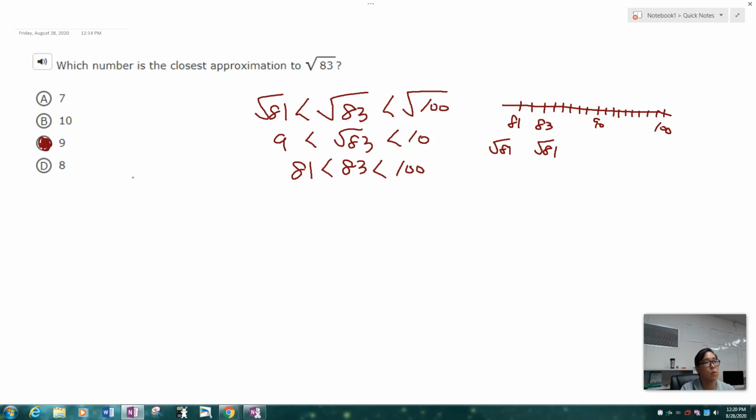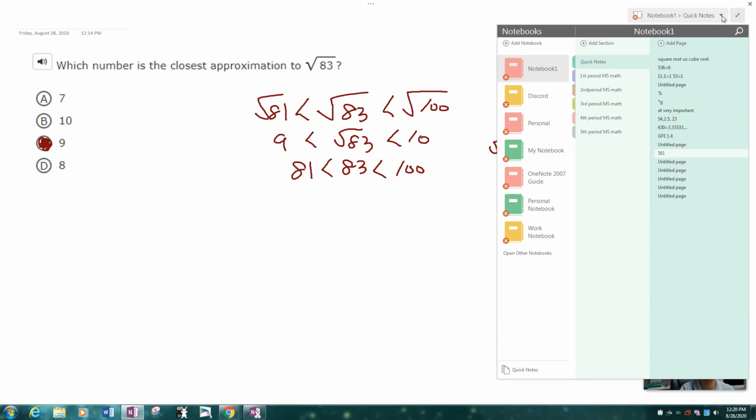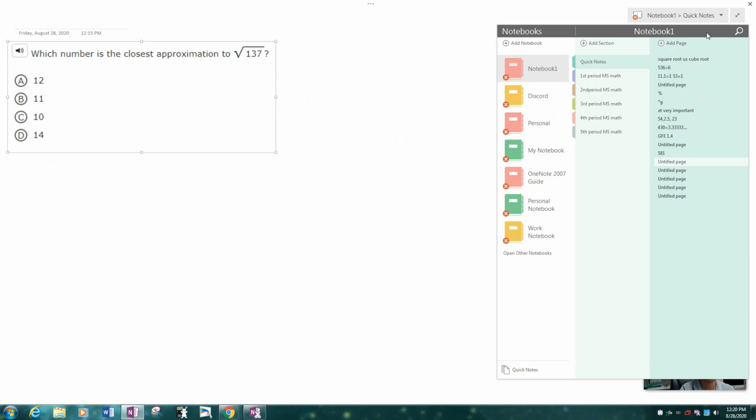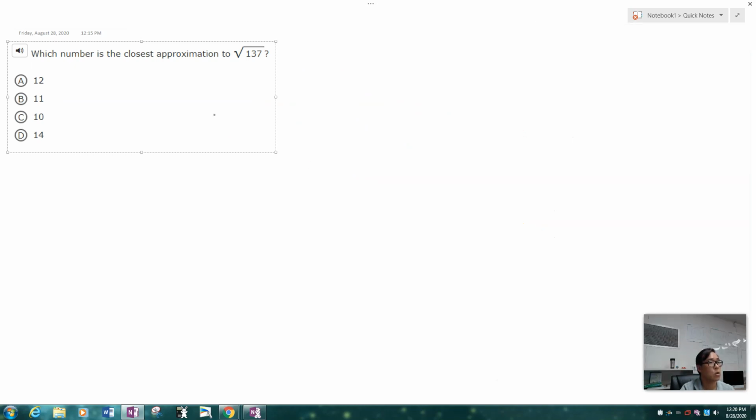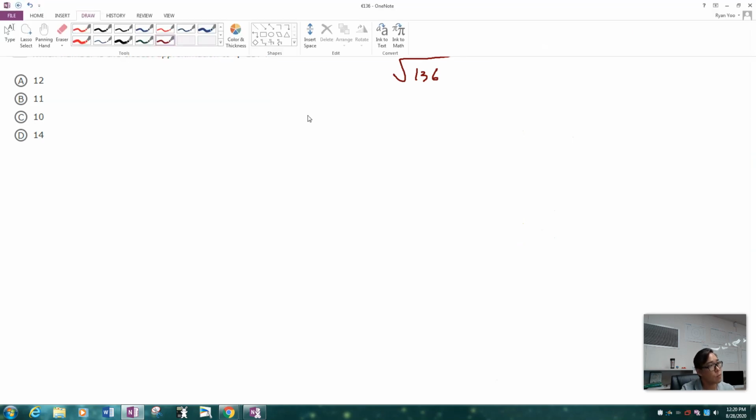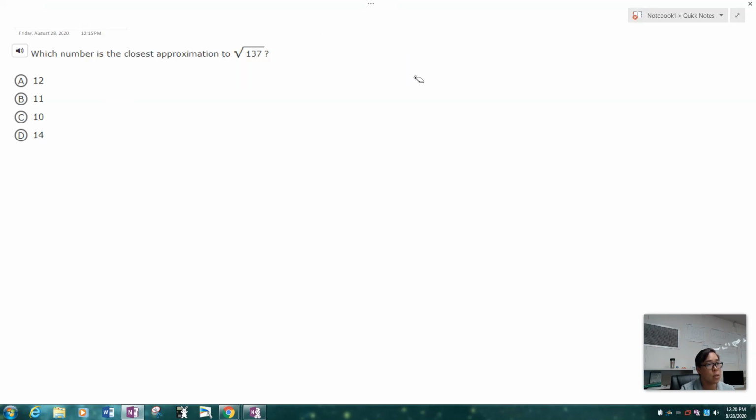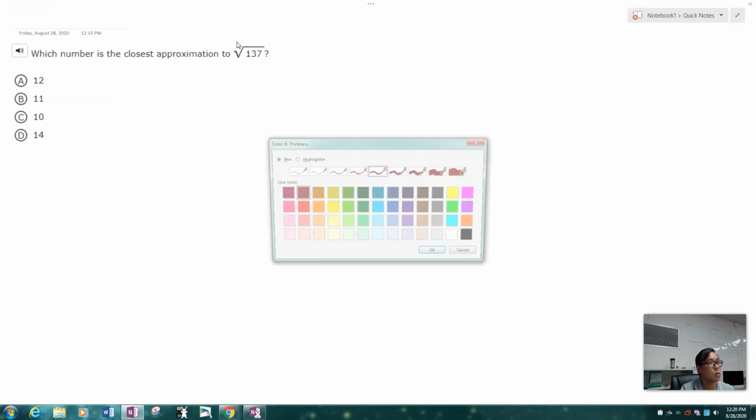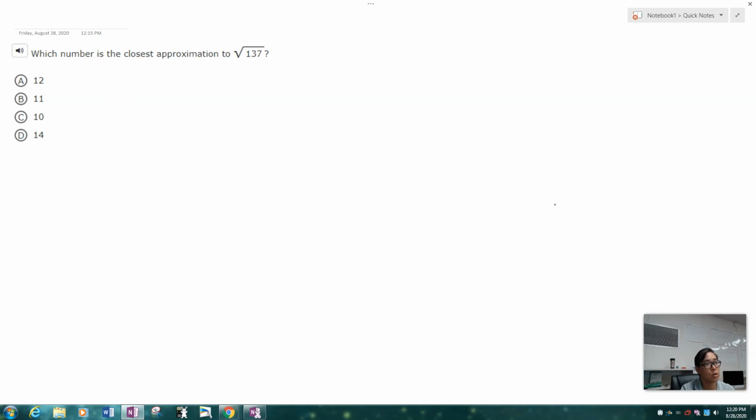All right, moving on to the second example. The square root of 137. Oh man, I said 137 and I wrote 136. I don't like it, so I'm going to erase it. Okay, go back to my favorite color, reddish. Okay, let's go. So the square root of 137.